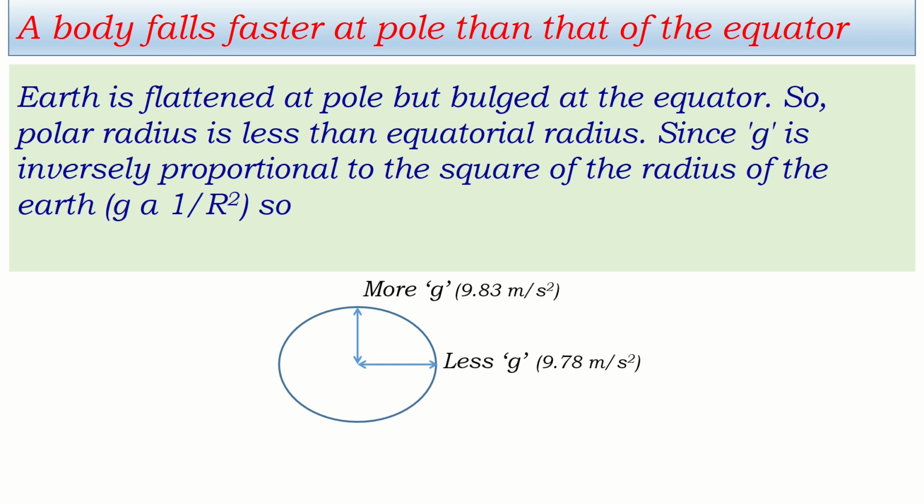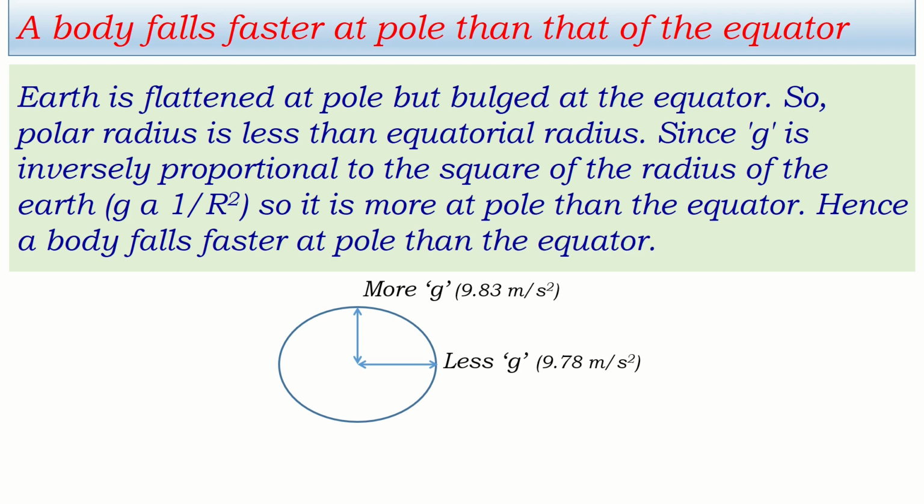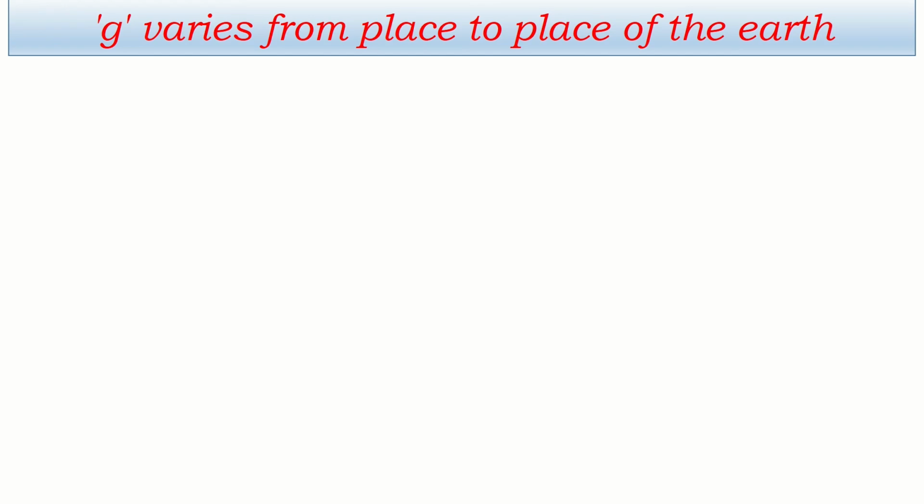Since small g is inversely proportional to the square of the radius of the earth, it is more at the pole than at the equator. Hence, a body falls faster at the pole than at the equator. Okay, there is another famous question. It is frequently asked in the examination. g varies from place to place on the earth. Why? We can understand it this way.